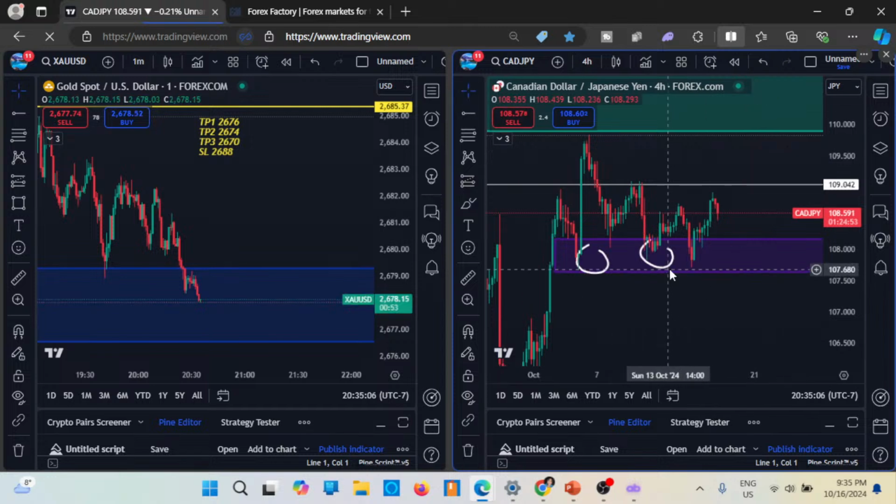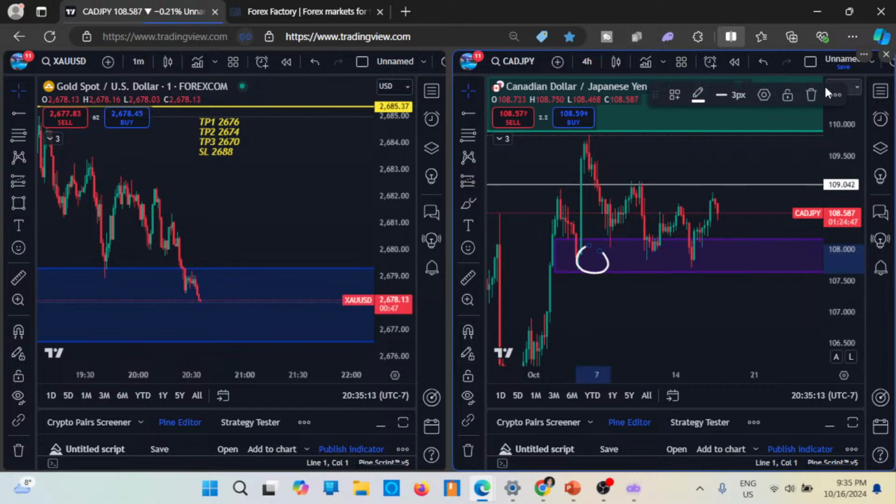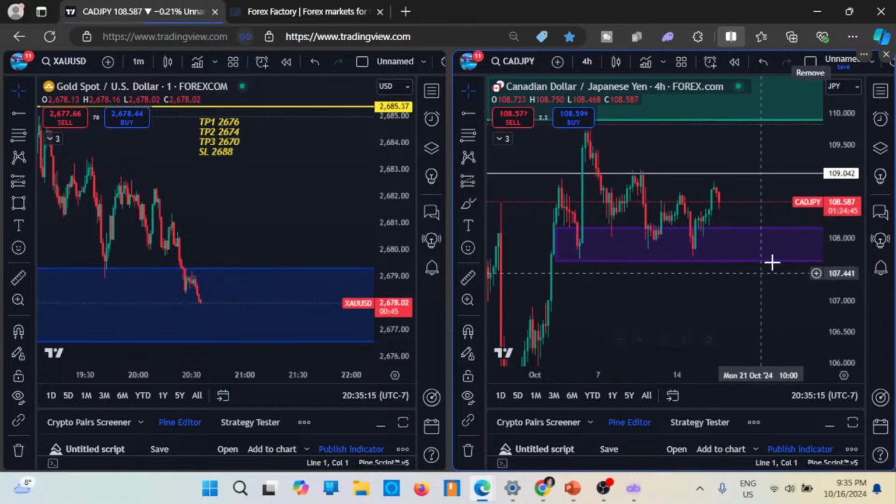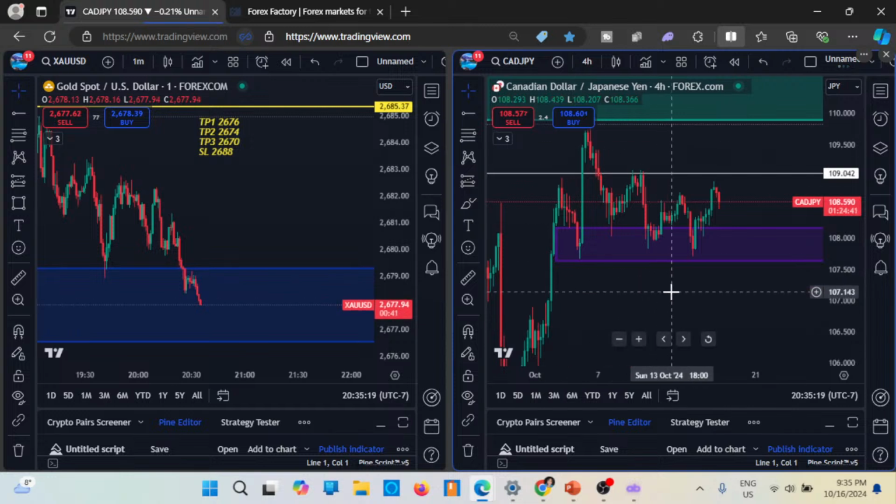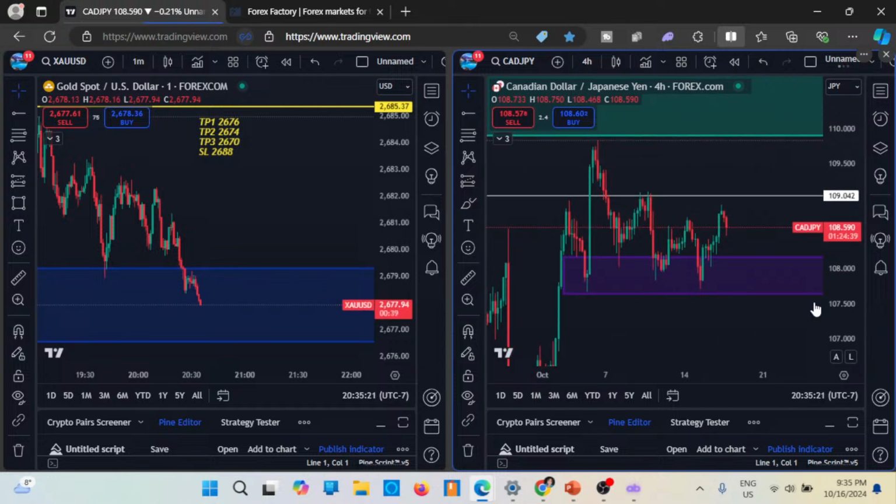So our gold trade is still active. Price is now at 26.78. Soon it's going to be at 26.76.65. So for CAD-JPY right now, it's best to not enter a trade.